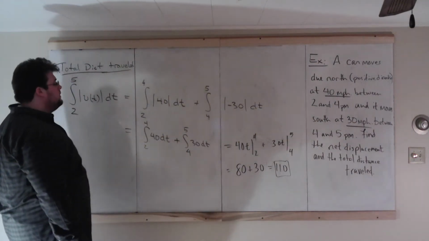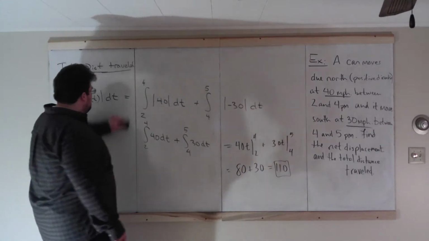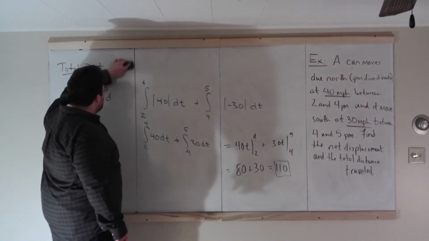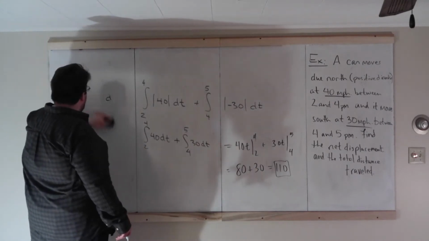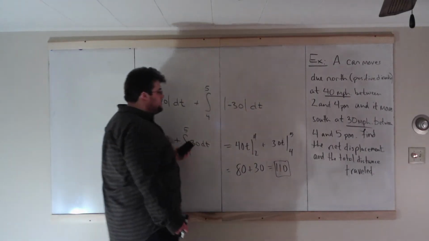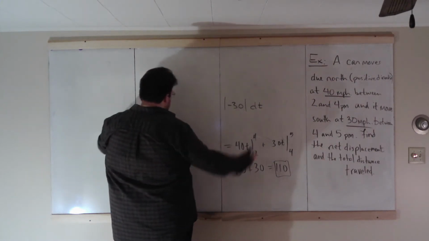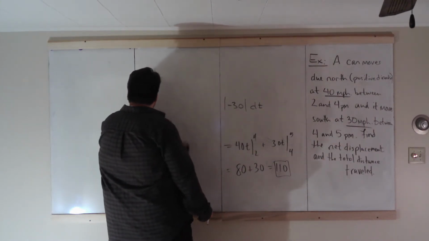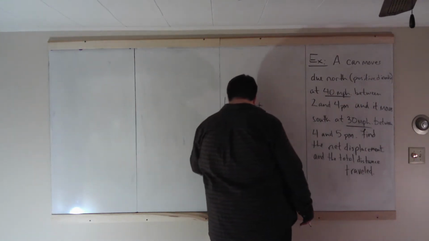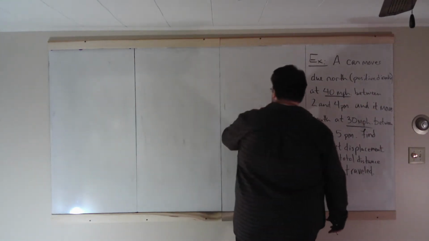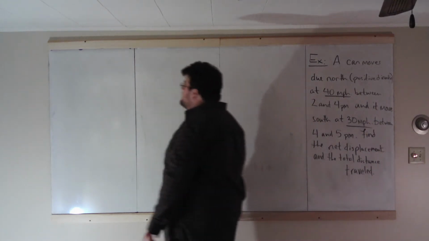Now, before we do the next example, let's discuss a little more graphically. Let's discuss why these integrals give us what we wanted. And we're going to stick with this example because it has nice numbers. We're going to graph velocity on the y-axis and time on the x-axis.